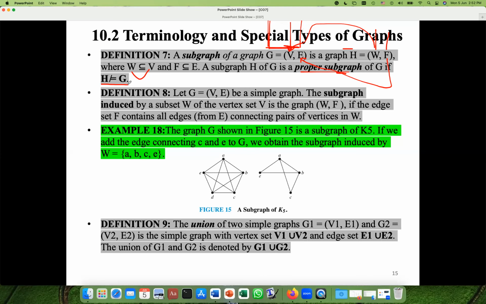If you have the main graph and then again showing the main graph and saying it is a subset, then it is equal to that G. Then you can say a subgraph H of G is a proper subgraph when H is not equal to G.